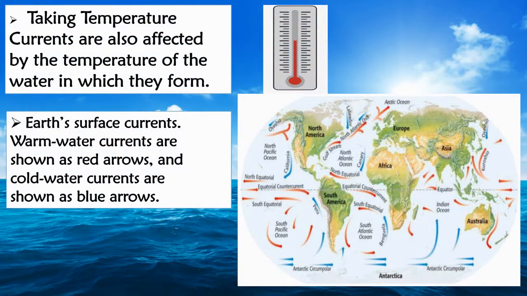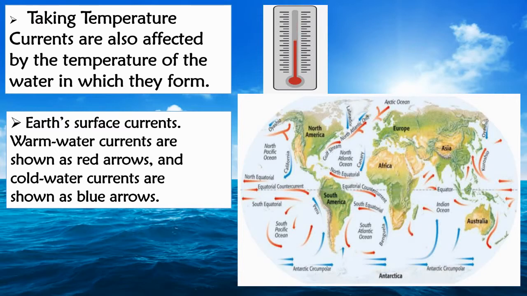The next one is the temperature. Ocean currents are also affected by the temperature of the water in which they flow. Temperature and density share an inverse relationship. As the temperature increases, the space between water molecules increases, which creates a decrease in density. But as the temperature of the water decreases, the space between the water molecules decreases and the density increases. Cold, high density water sinks to the bottom, and warm, low density water floats on the top.